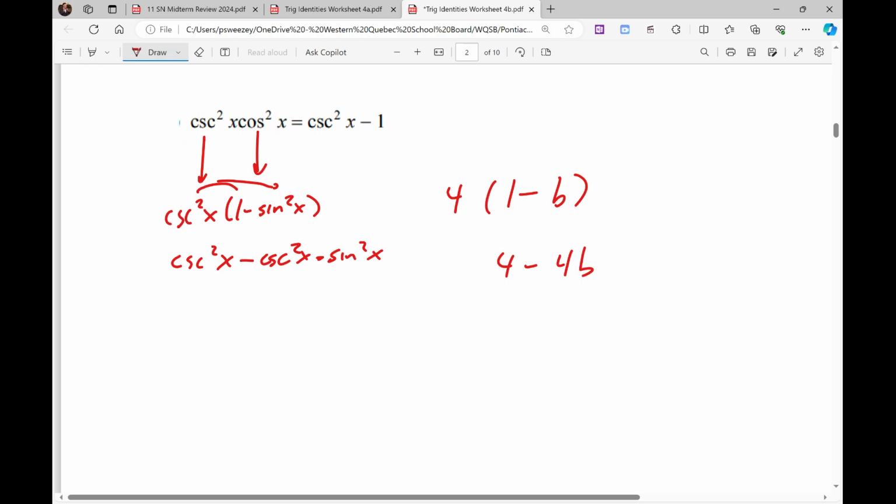I can't really combine them together, but now that I've done this, if you look at it, I have cosecant squared and I have minus. Can I do anything to this to maybe turn it into 1? Yep. This guy becomes 1 over sine squared x. This one stays sine squared x. This guy still stays cosecant squared x. Now I can cancel this, and it becomes cosecant squared x minus 1.